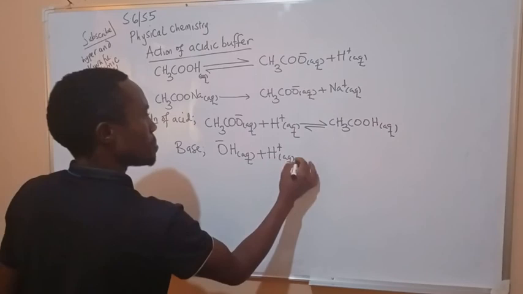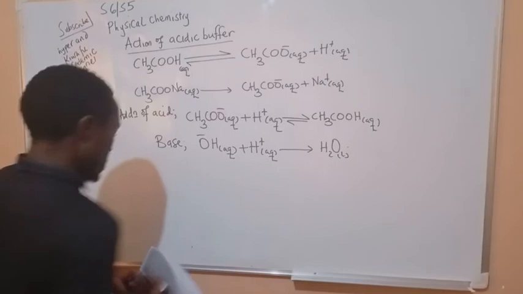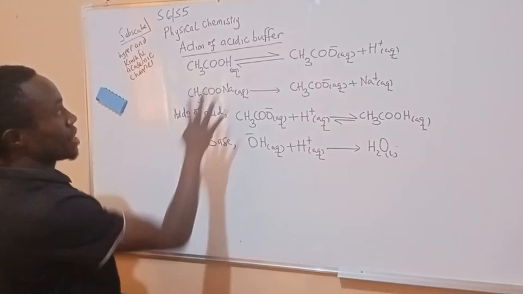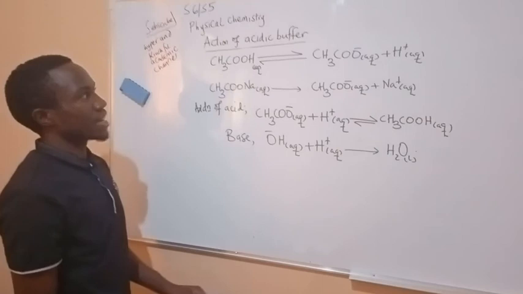And to maintain the equilibrium, more of the acid will keep dissociating so that it replaces the used up hydrogen ions, keeping the pH almost constant. So that is how I can discuss the action of the acid buffer. In our next video, I'm going to talk about the action of the alkaline buffer.